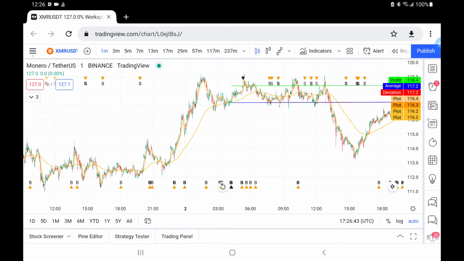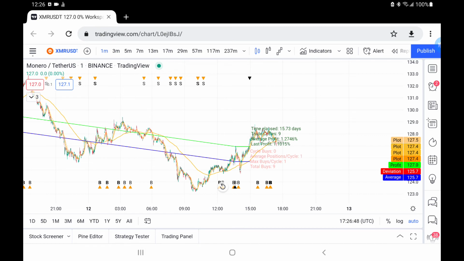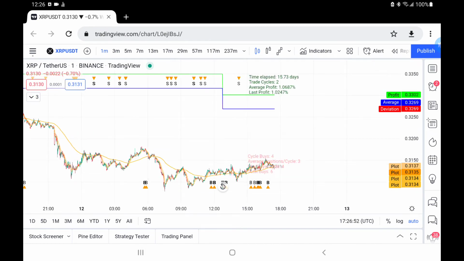Let's get back to the end. XRP. This coin is a difficult coin to work with. It just has a very difficult price action to manage.